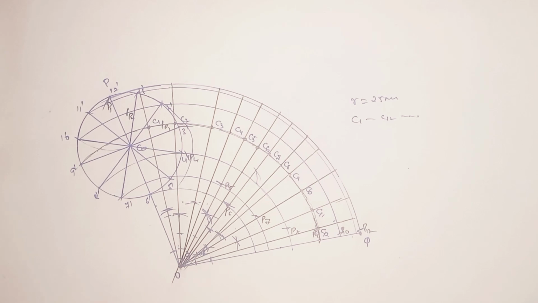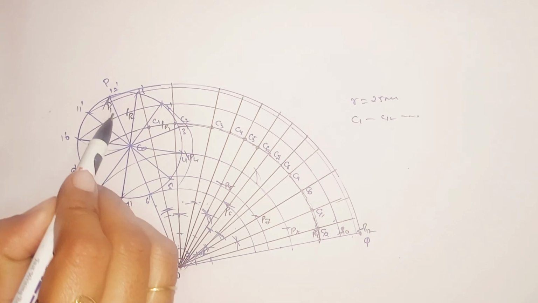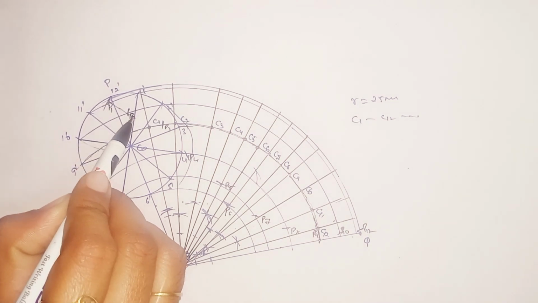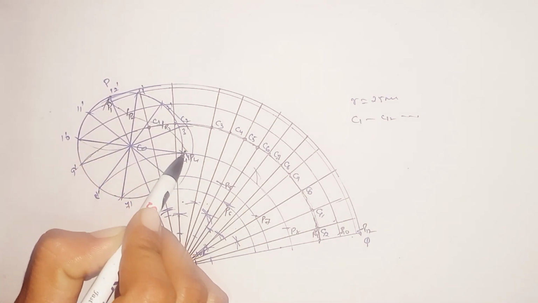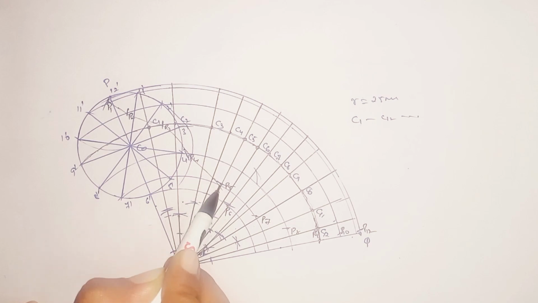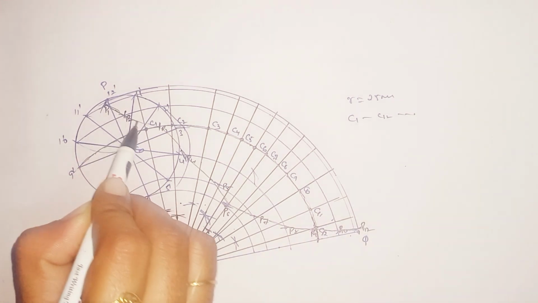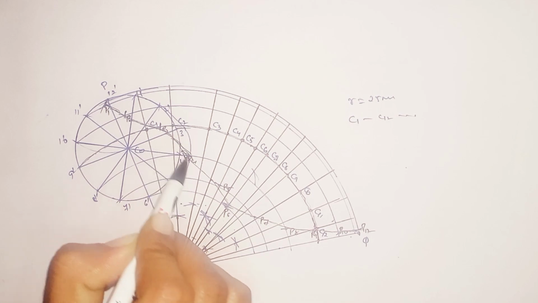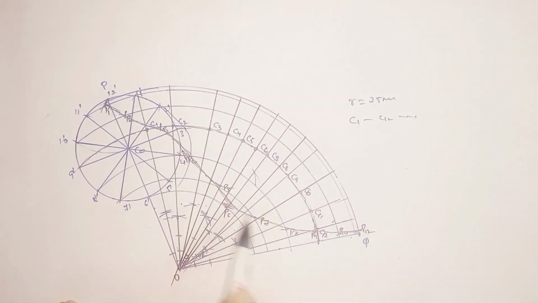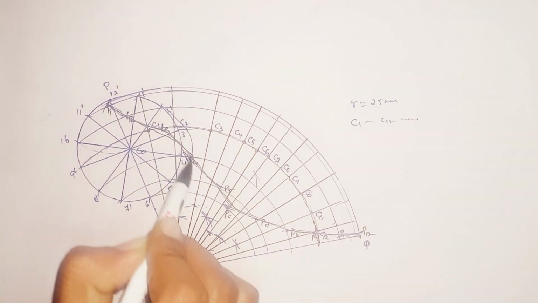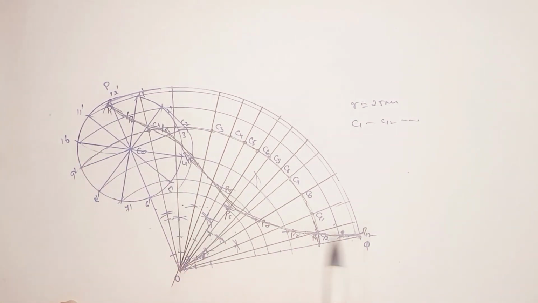Then join the points with the help of freehand from P1 to P2, P3, P4, P5, P6, P7, P8, P9, P10 and P11. Then after that you have to darken the curve line, that is the hypocycloid curve, and this is the hypocycloid curve.